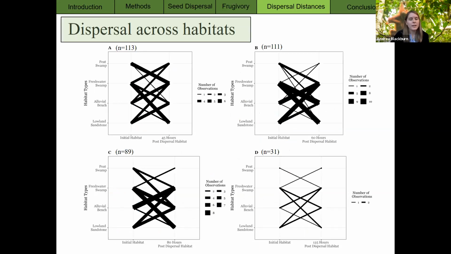And then in our models of orangutan seed dispersal distances, we asked if seeds were dispersed across habitats, and we found that seeds were dispersed from one habitat into another in 32 to 49% of dispersal events. We also modeled the number of seed dispersal occurrences within and between habitat types. And the lowland sandstone forest had significantly higher odds of being an initial habitat than a post-dispersal habitat. Orangutans were more likely to consume fruit in the lowland sandstone forest habitat than the other habitat types. Orangutans consume fruit and disperse seeds most often in the lowland sandstone habitat, followed by the freshwater swamp, then the alluvial bench, and then the peat swamp.